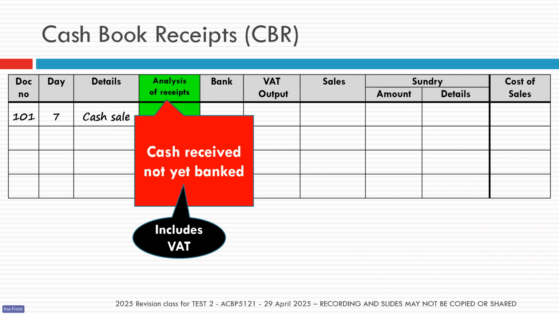Next, we have our analysis of receipts column. When do we use this column? We use this column when we receive cash at the business, but before the cash is banked. So this column, analysis of receipts, is used for cash received at our business premises, but before we've put it into our bank account. And the next key thing to remember here is that the amounts we record in this column must include VAT. In all of our journals, some of the columns are amounts including VAT, and some are amounts excluding VAT. So you must make sure that for all of your journals, you know clearly which columns must include VAT and which ones are the columns excluding VAT. So analysis of receipts definitely includes VAT.